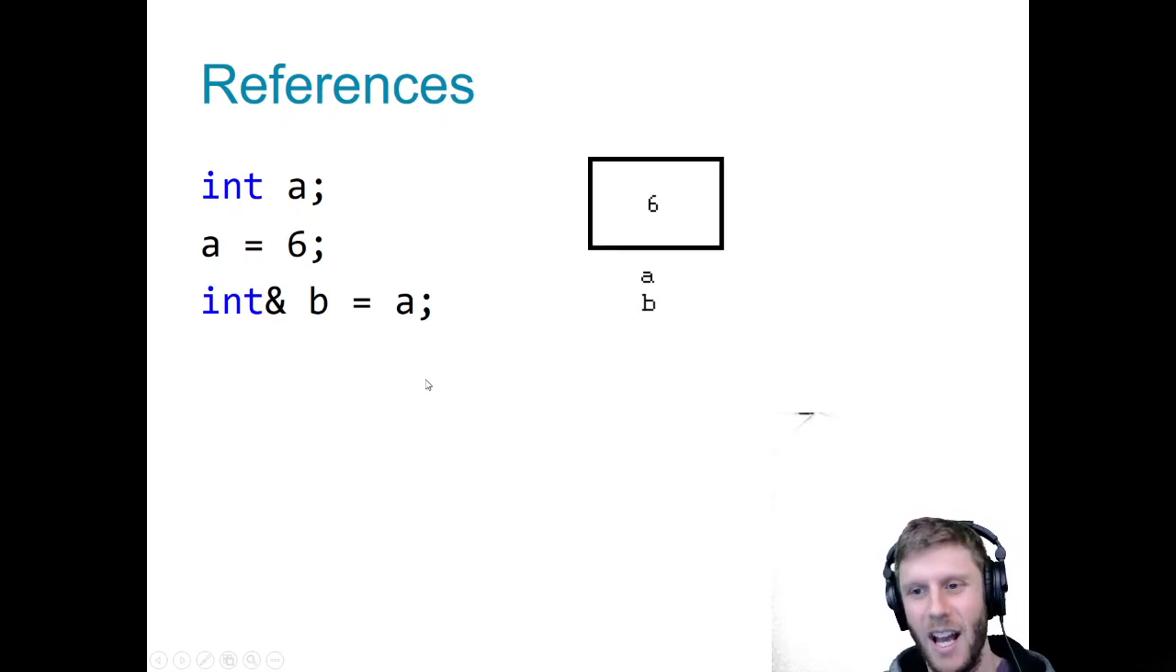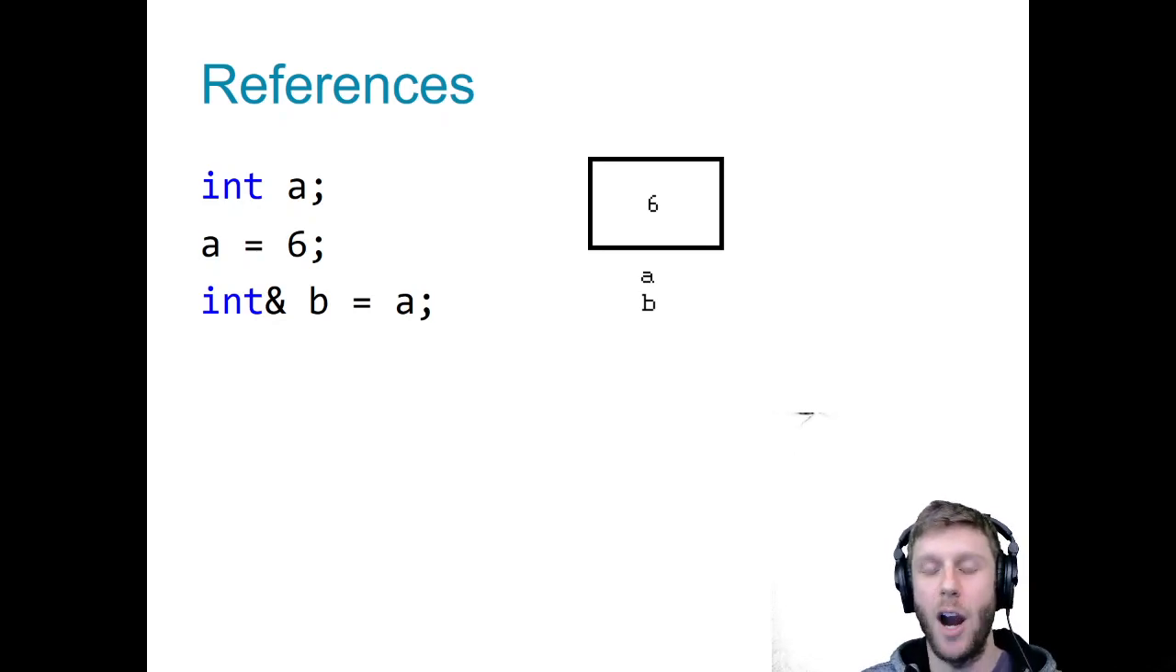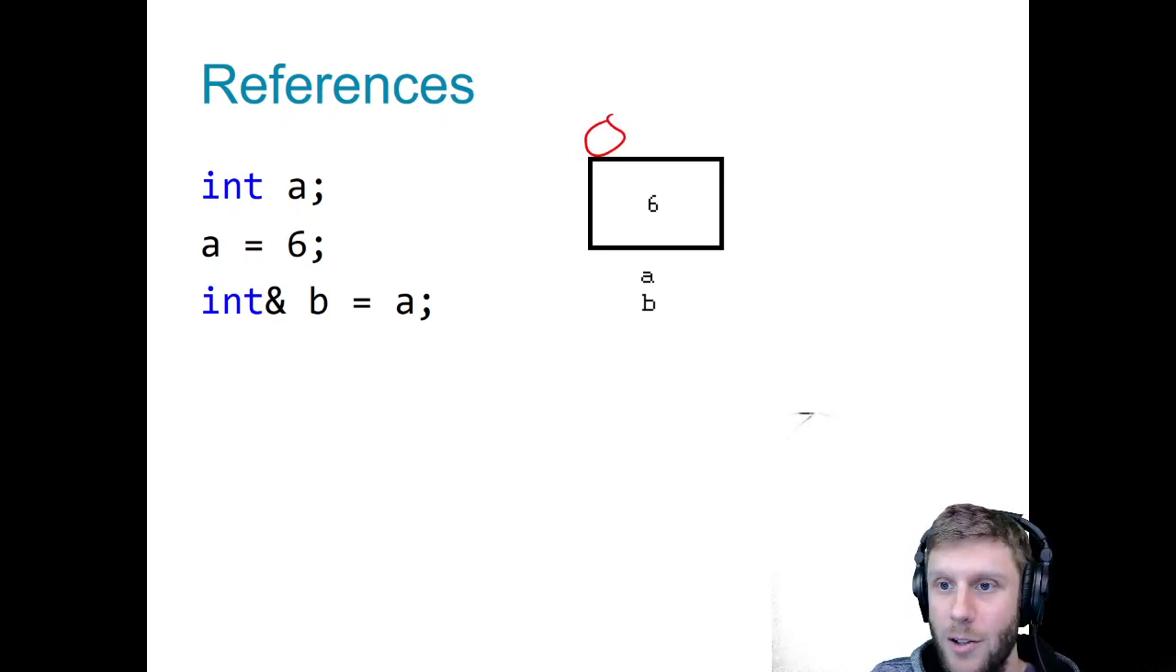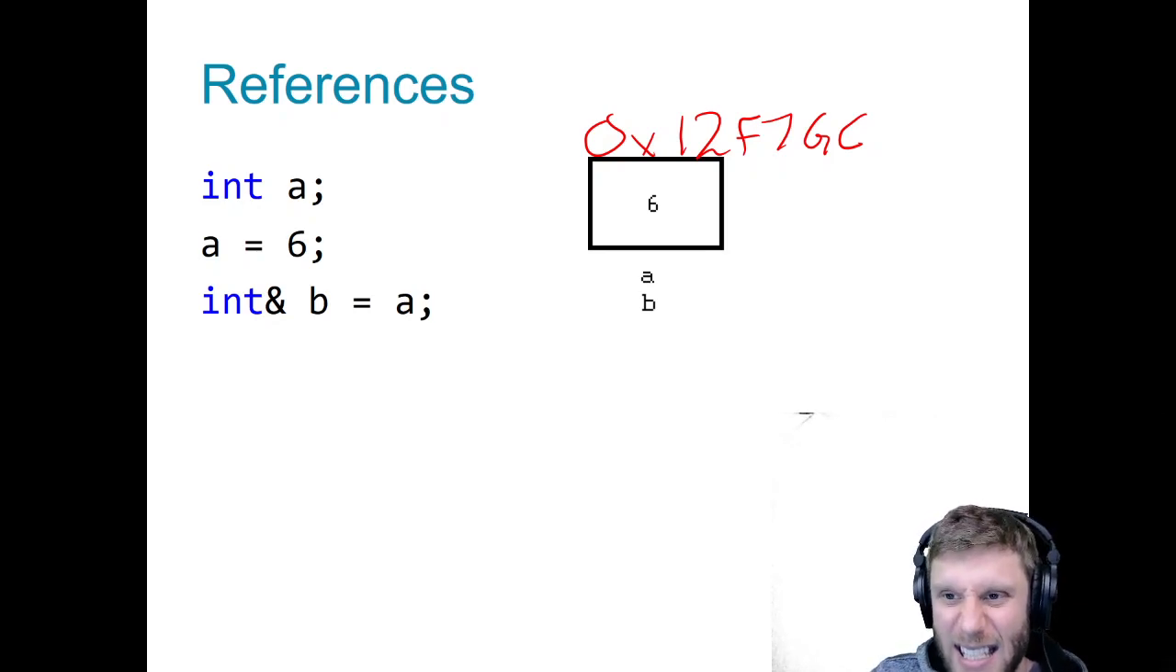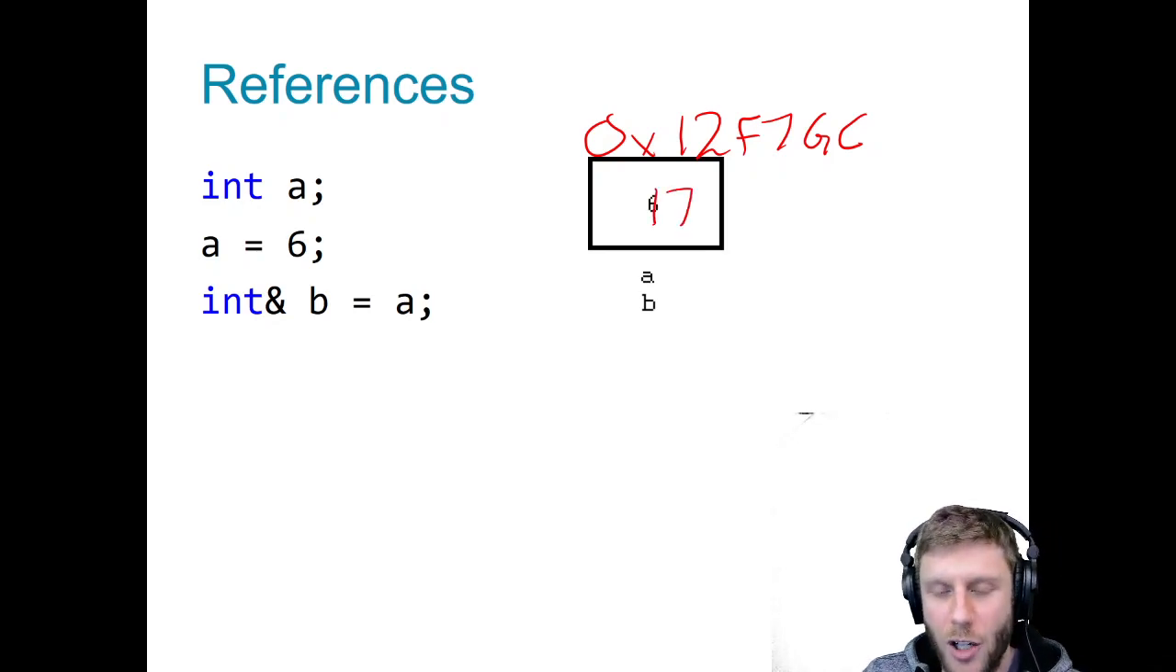Now see what happens. Both a and b are 6. A and b are both referencing the same memory address. If this was memory address 0x12F7GC, I don't know, a and b are both that memory address. They're both there with the 6 inside of it. I could print a, print b, it'll print 6, and it's the same 6. If I say a equals 17, b is now 17. They're fixed. They are two variables that have the exact same name that get us to the same chunk of RAM.